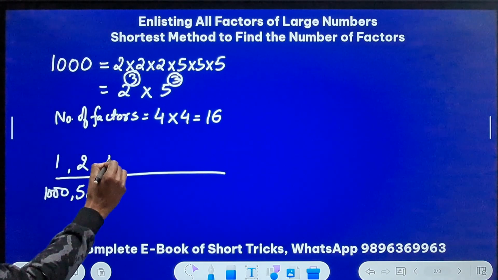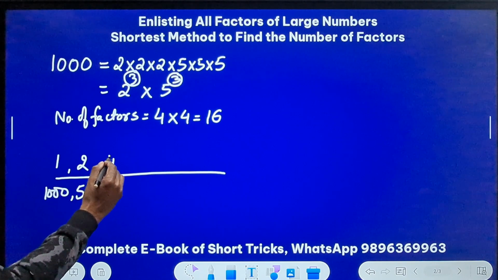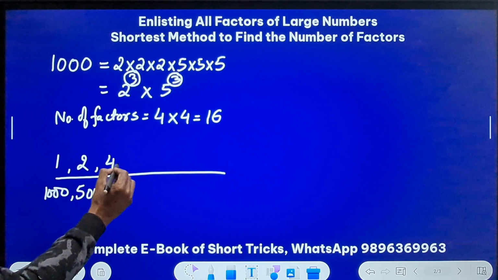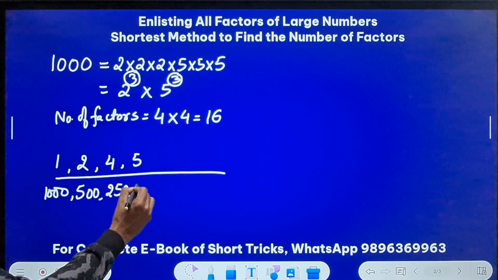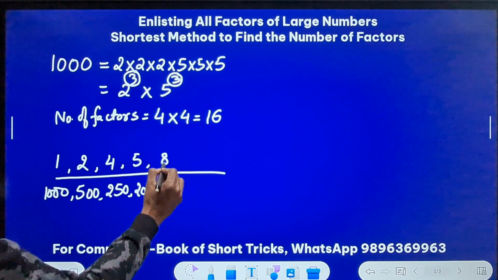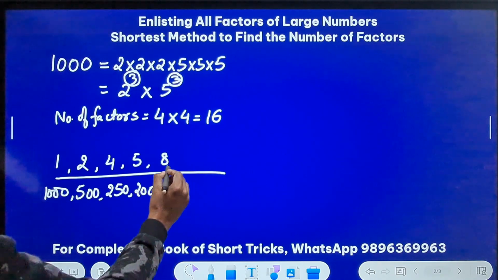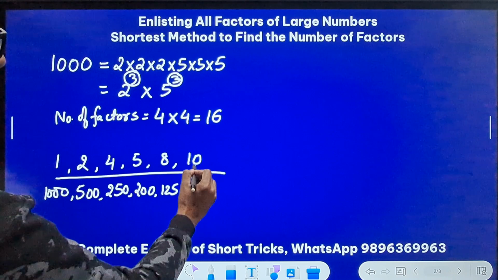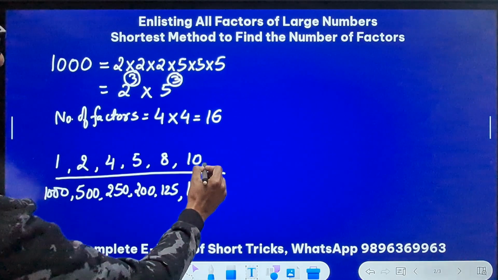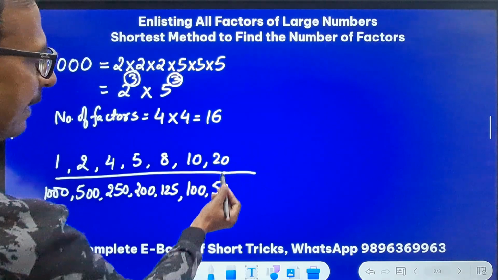I think next one will be 4, and if you divide 1000 by 4, you will get 250. And then the next one after 4 is obviously 5. 5 into 200 is again 1000. And then I think it is 8 into 125 is again 1000, and likewise you can go on and on. Next one is obviously 10 into 100 is again 1000, and after 10 it is 20 into 50 is again 1000. See, the gap is narrowing down now.